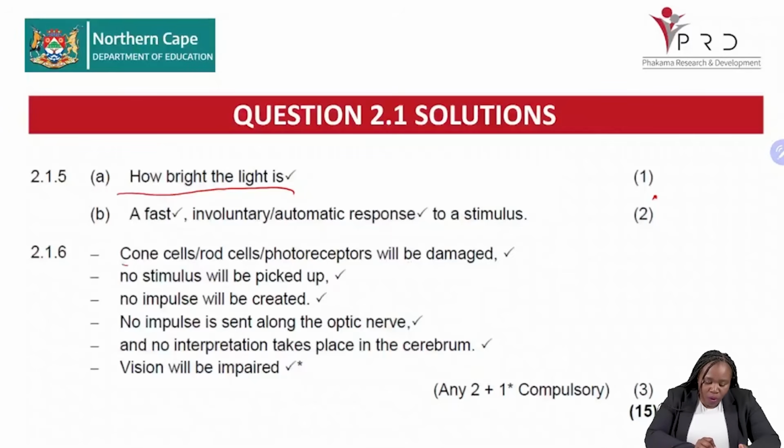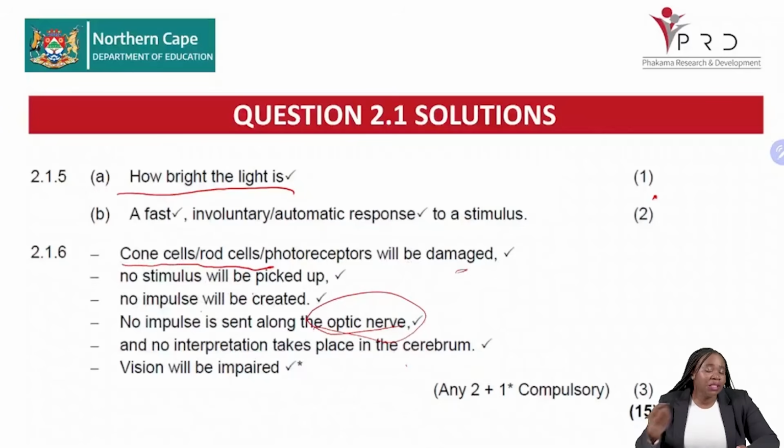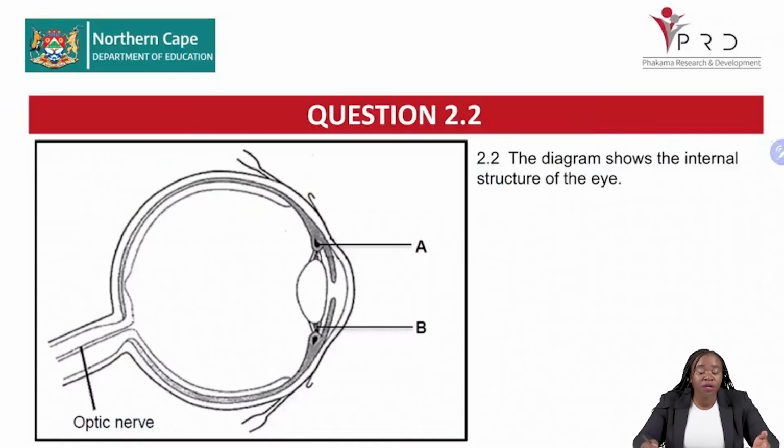So the cones or the rods, or you can say the photoreceptors, will be damaged, as they said, they will be burnt, right? So no stimulus will be picked up. There are no receptors to receive the stimulus. Therefore, no impulse will be created. No impulse will be transmitted to the cerebrum through the optic nerve. Remember, the impulses are transmitted through the optic nerve, and therefore vision will be impaired. This individual will not be able to see as the receptors are damaged.